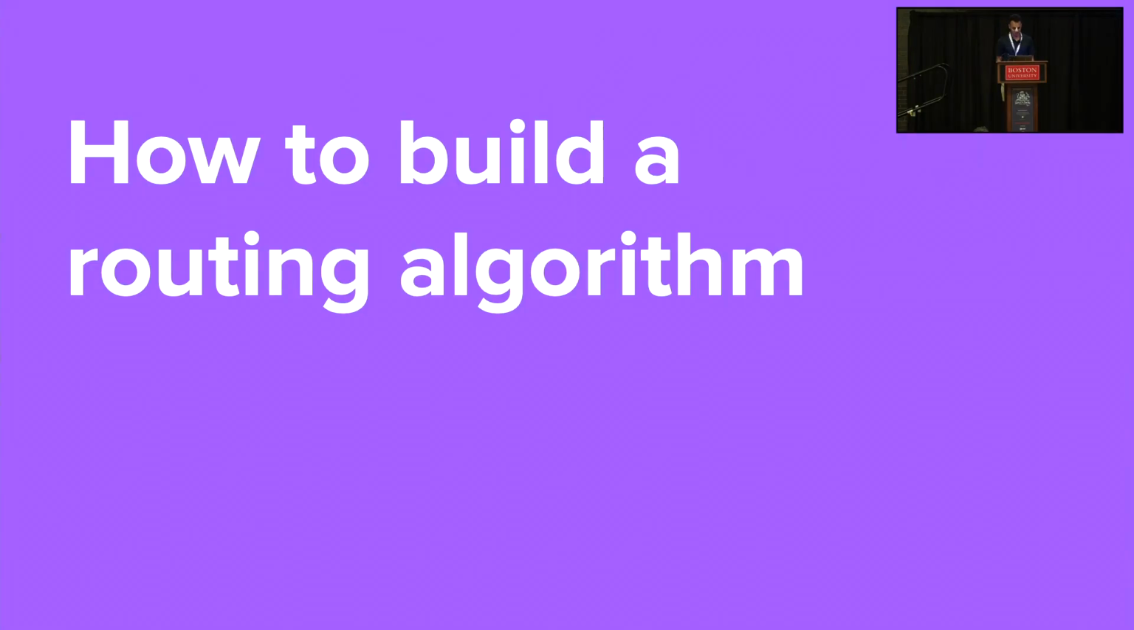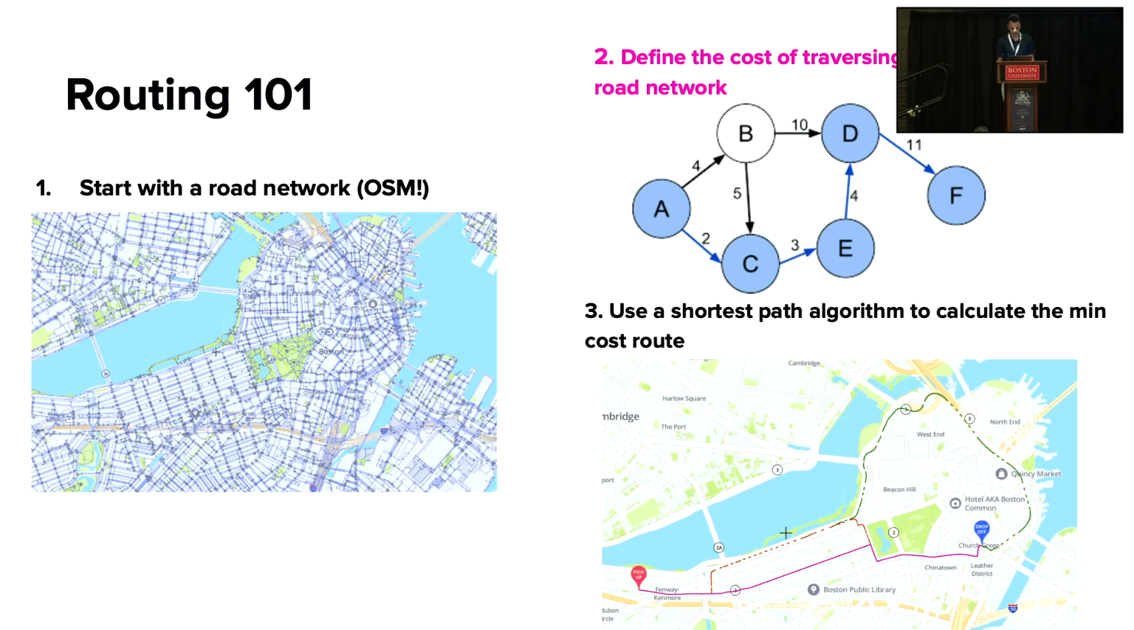First, I'll start with how we built the routing algorithm and how we added more map data to get better performance. Some routing 101 for those who are new to this area. First, you have to start with a road network. Obviously, we get ours from OpenStreetMap. It's pretty high quality. Second, once you have a road network, you should define the cost for traversing each edge in that road network. And third, there are many tools you can use to compute the minimum cost path through that road network.